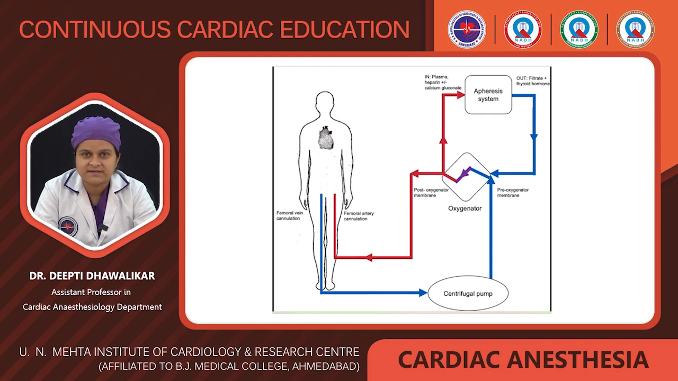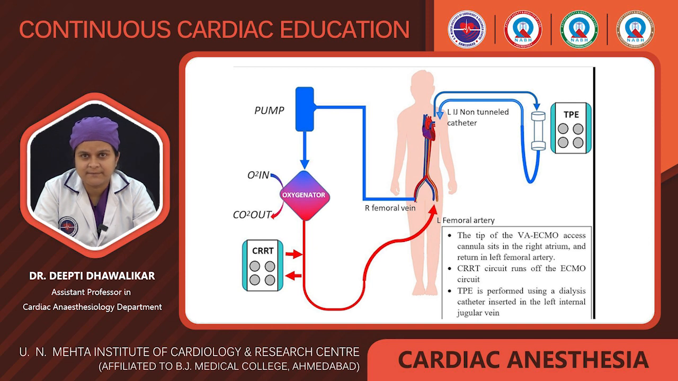So this is a circuit which shows the apheresis system incorporated into the ECMO circuit. This is a picture depicting VA ECMO, where the blood is drawn from the femoral vein to the centrifugal pump, then to the oxygenator, and one line from the oxygenator is directed towards the apheresis system where therapeutic apheresis is carried out, and then the filtrate is returned back to the patient through the femoral artery.